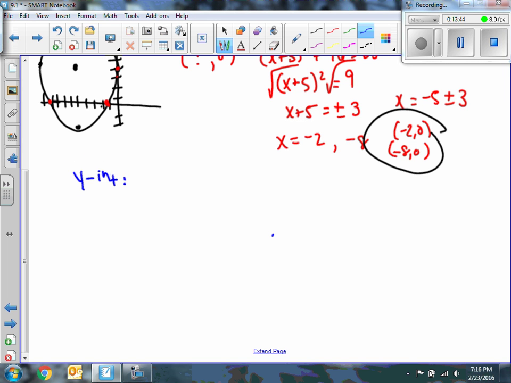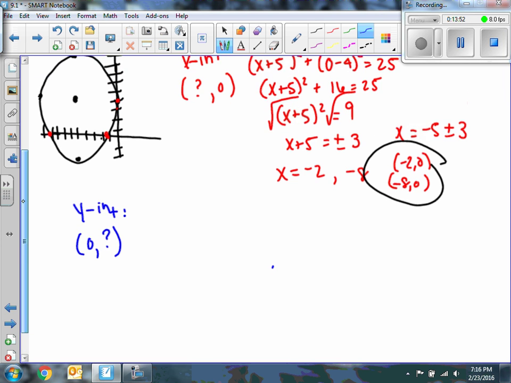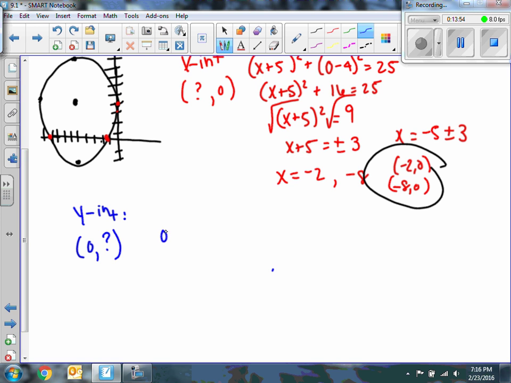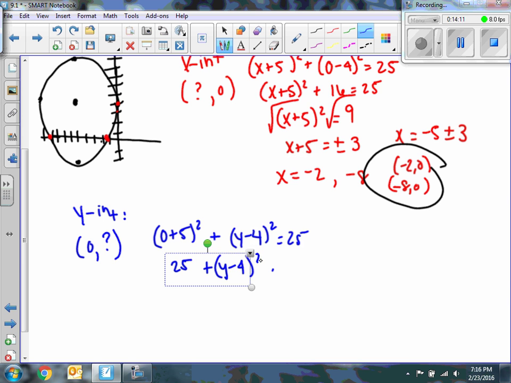So this time, we know our x value is 0. We need to find our y value. So, with our x value being 0, we're going to have 0 plus 5 quantity squared plus y minus 4 quantity squared equals 25. Well, 5 squared is 25 plus y minus 4 quantity squared equals 25.